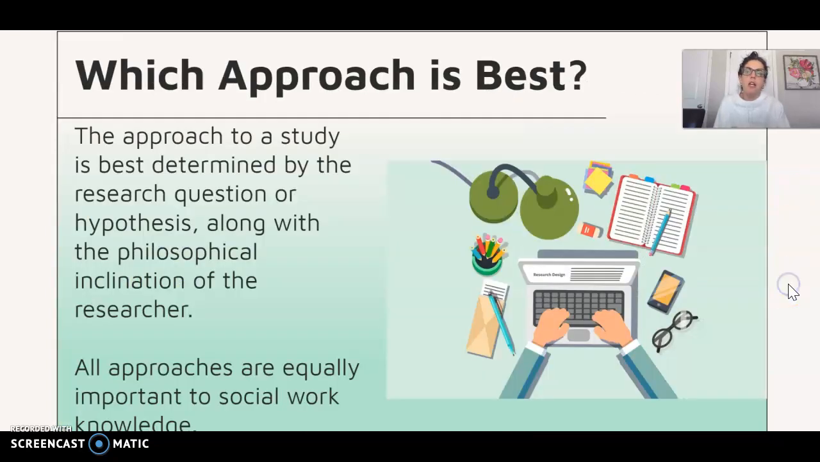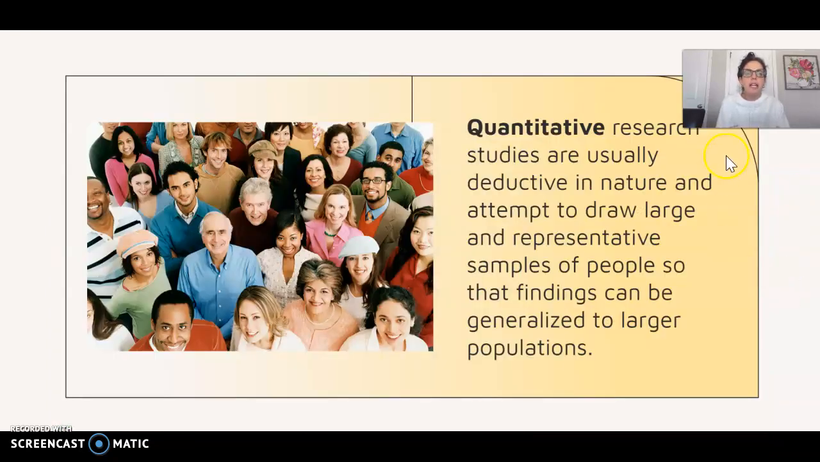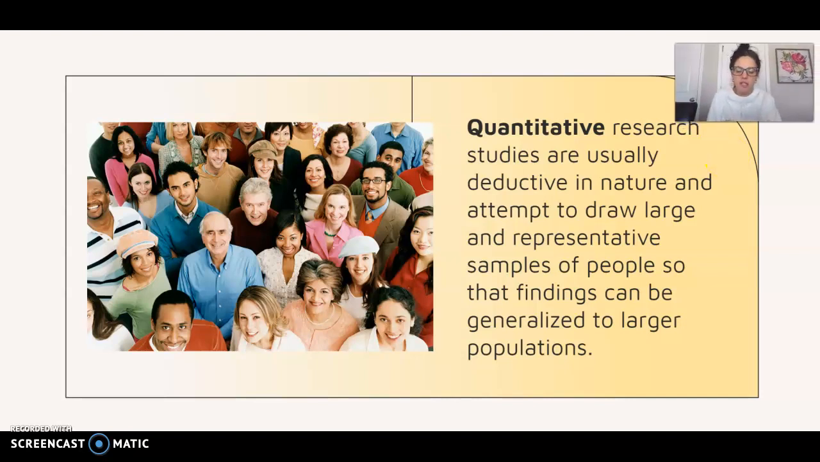All right. Talked about that. So quantitative research: number, objective. Those are the keywords with quantitative research. It's usually deductive in nature. So it's seeking to find something and attempts to draw a large and representative sample of people so that findings can be generalized to a larger population.